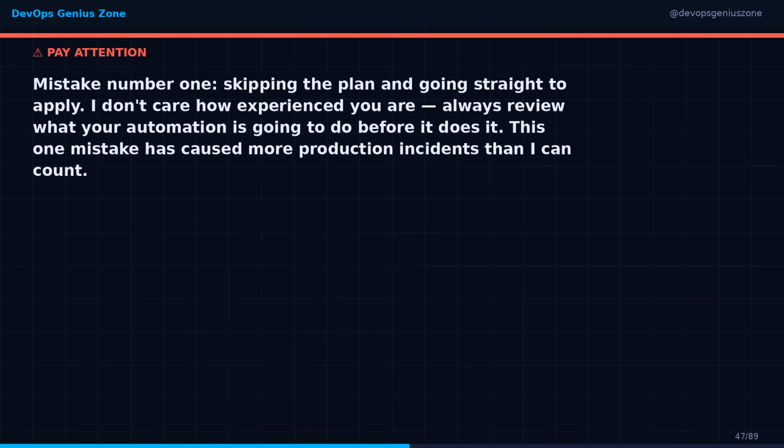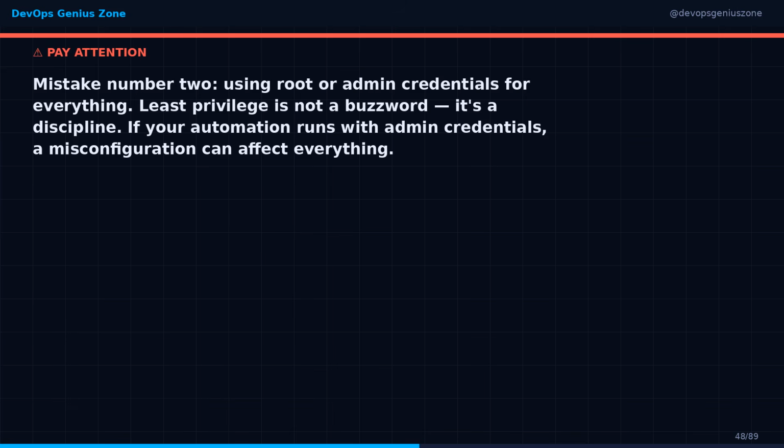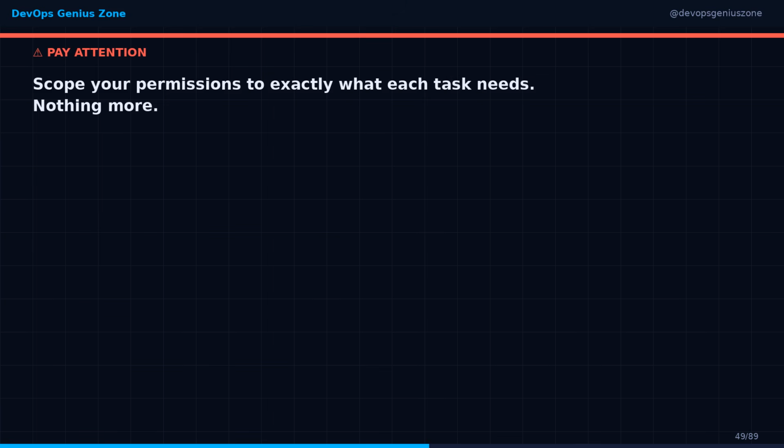Mistake number 2, using root or admin credentials for everything. Least privilege is not a buzzword, it's a discipline. If your automation runs with admin credentials, a misconfiguration can affect everything. Scope your permissions to exactly what each task needs. Nothing more.